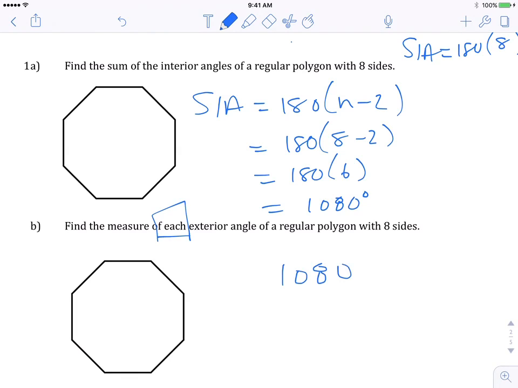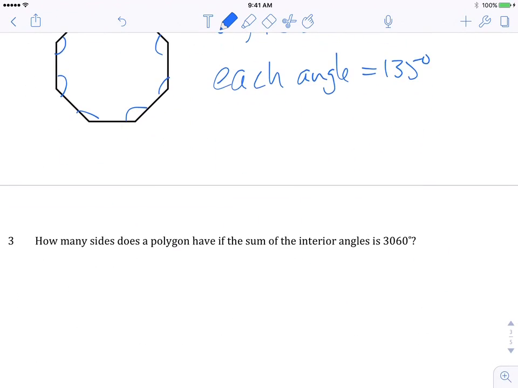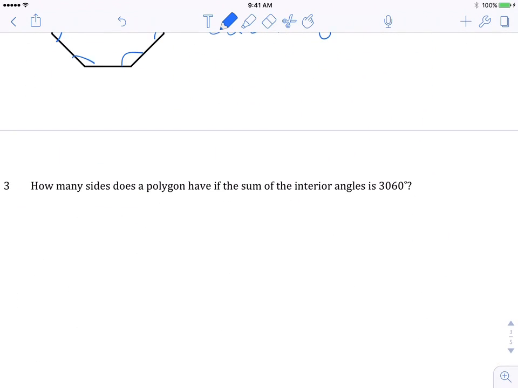Well, we know all these angles right here add up to 1,080, but for each one, just divide that by 8, and you'll get 135. So each angle equals 135 degrees. Here it says, how many sides does a polygon have? Now it's asking you for the number of sides.